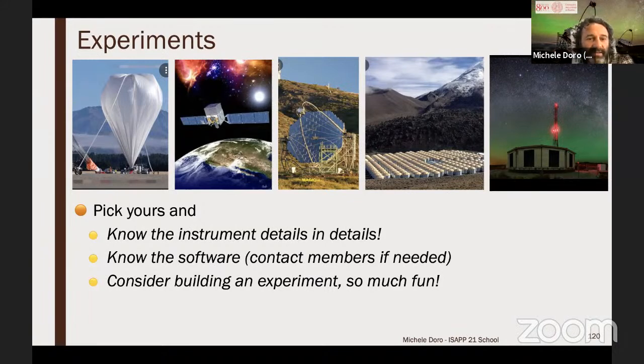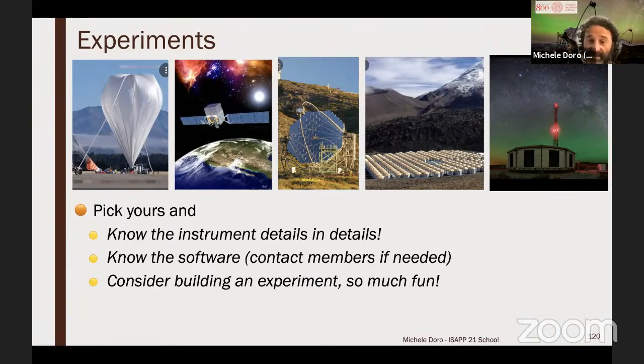So you have to invest some time to really know the instrument, to know the software that allows you to study the data, okay? There are some details in which you need some expert counsel. And so try and contact some members. And I think that everybody in a collaboration will be happy to teach you as much as possible about the data, okay?